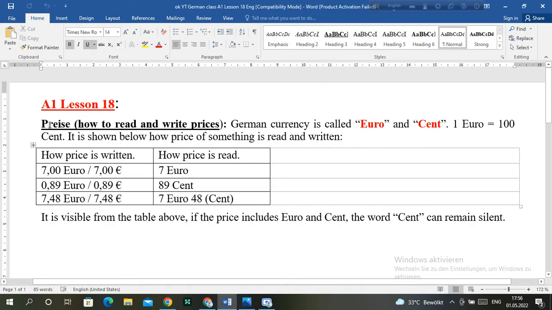Today we will discuss how the price of an article is written and read out in German. The German currency is called Euro and cent. 1 euro is equal to 100 cent. Now, how the price of an article is written and read out is shown below.